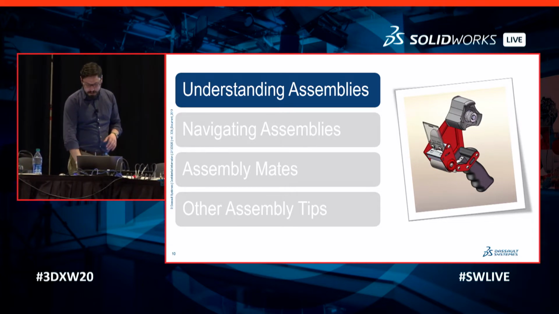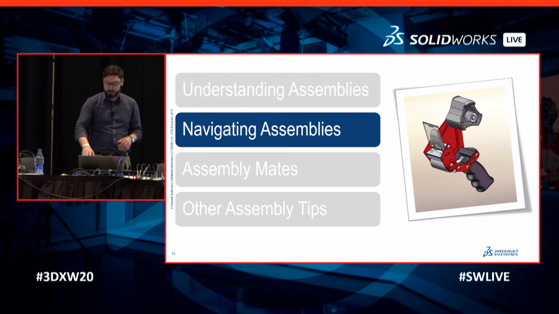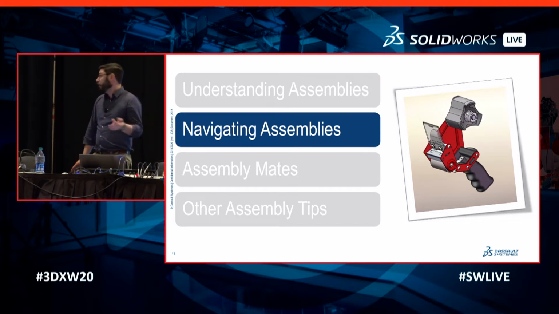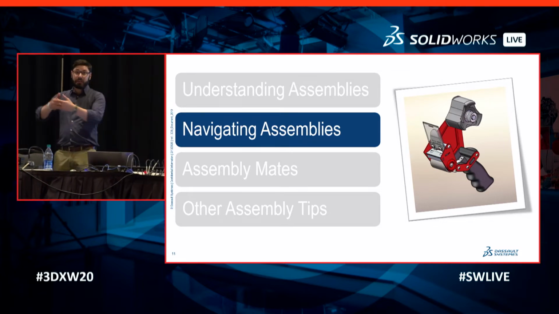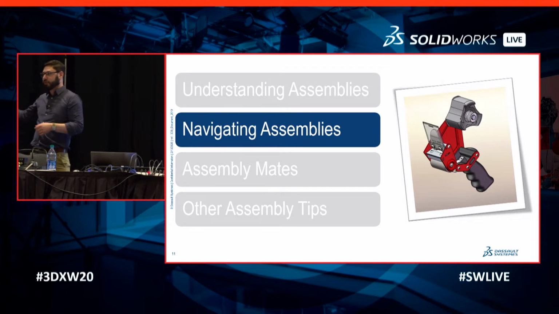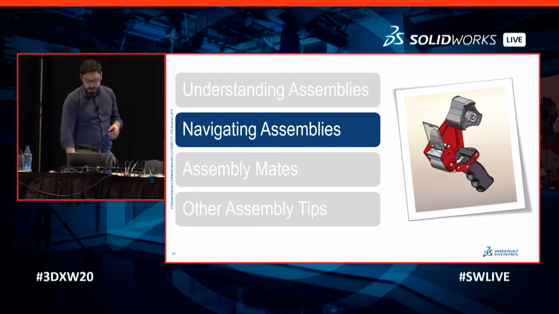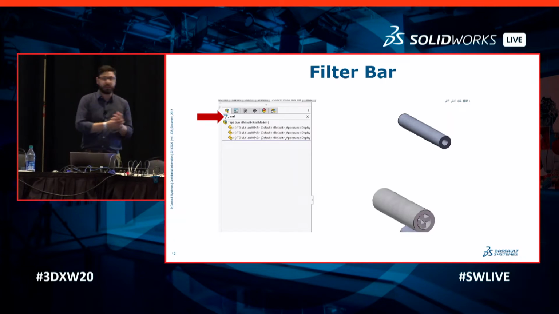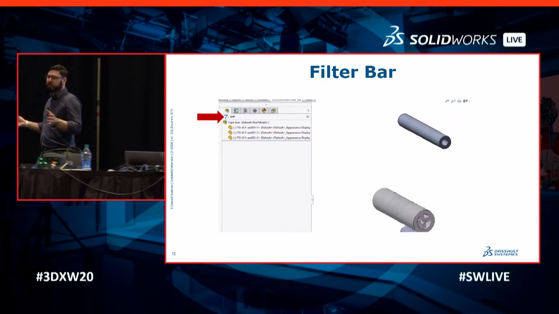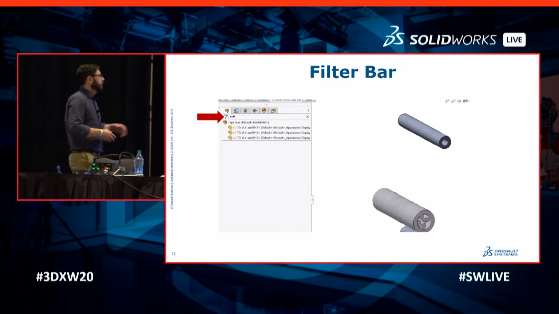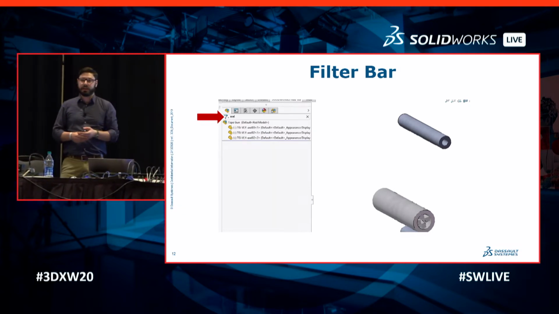What I want to talk about next is navigating assemblies. What I mean by navigating assemblies is really understanding the feature tree, being able to search and find parts really quickly, stuff like that, right? Hiding, showing, things of that nature. So the first thing I always like to talk about, and this may be old news for a lot of you folks in here who've been using the software for a long time, but there's this filter bar right at the top of the tree, okay?